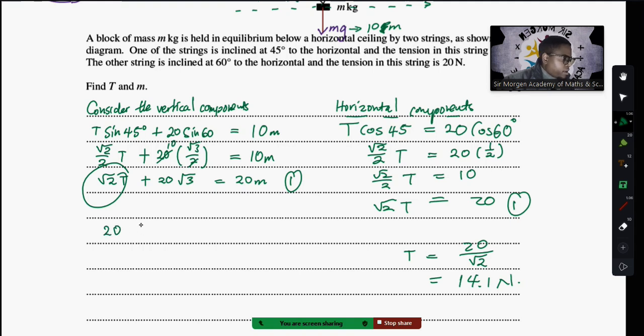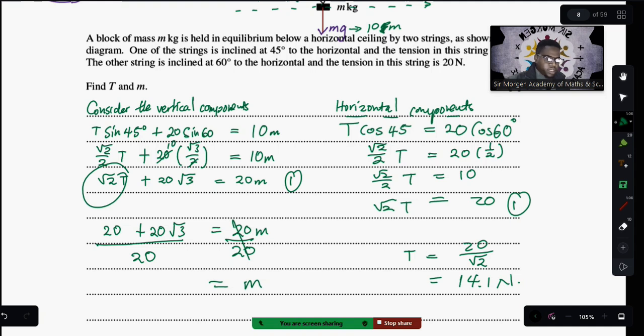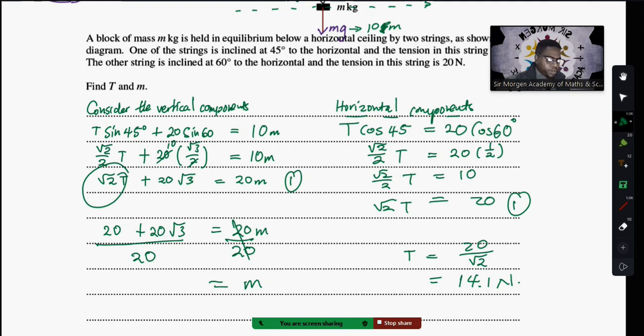Then I can substitute 20 there. So I have 20 plus 20 root 3 equals 20m. That means I'm dividing both sides by 20. So m is equal to 20 plus 20 root 3 divided by 20. Let me simplify that and see what we get. This gives me 2.73 to 3 significant figures.